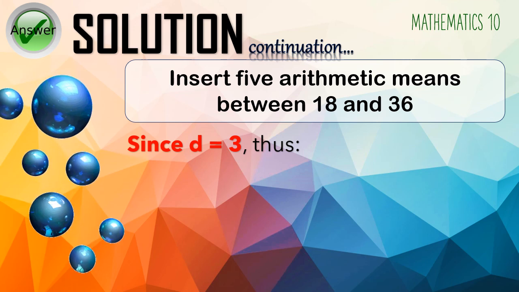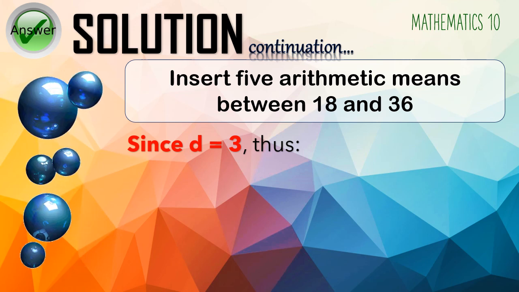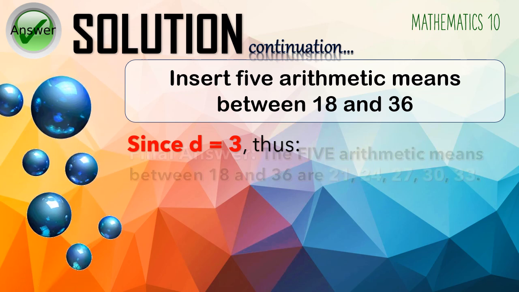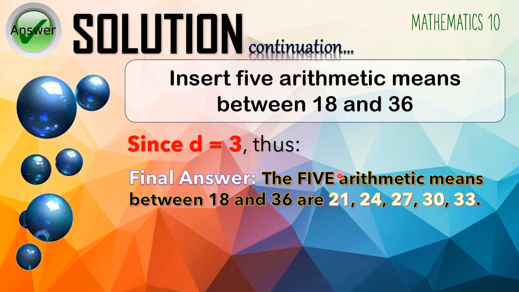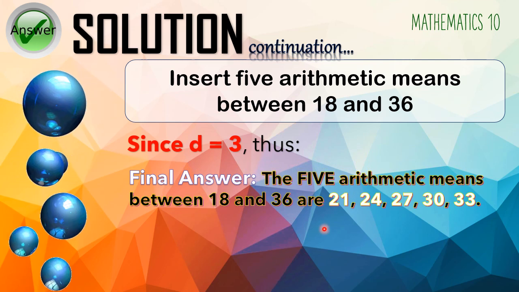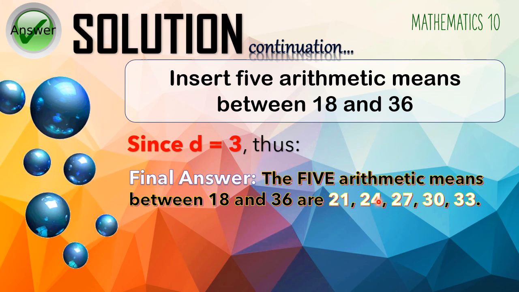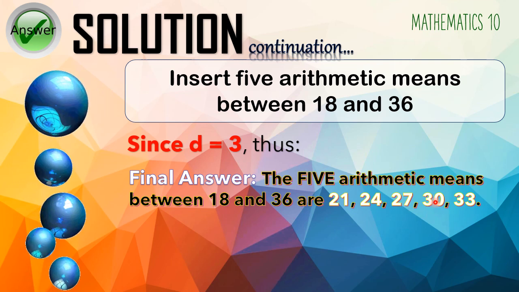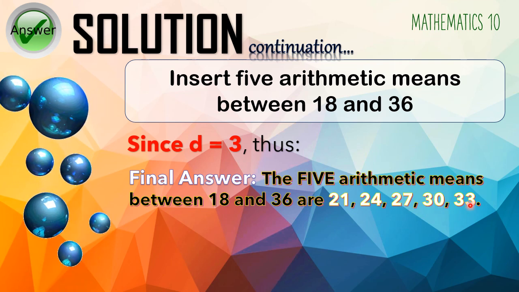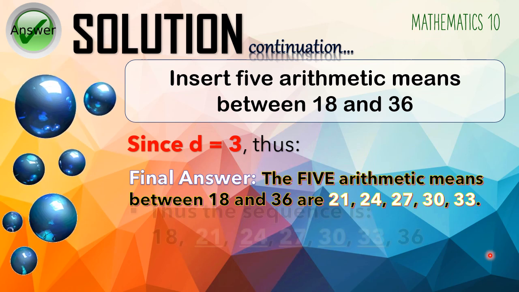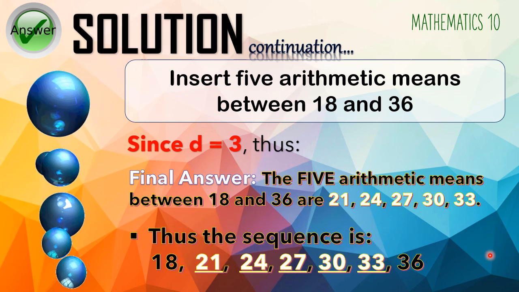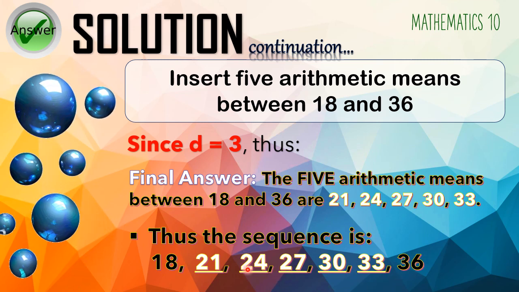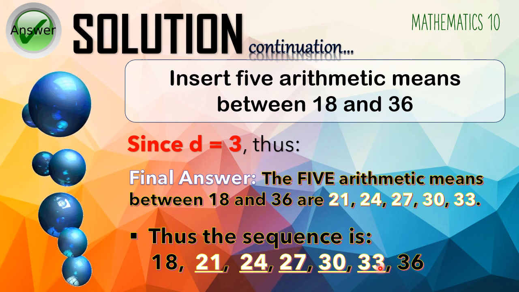Since we were able to get our common difference already, the next step is to add this common difference to the preceding term. Since 18 is our first term, 18 plus 3 is 21. 21 plus 3 is 24. 24 plus 3 is 27. 27 plus 3 is 30. And 30 plus 3 is 33. If you write the complete sequence, we would have this one. But again, the 5 arithmetic means that we've got are 21, 24, 27, 30, and 33.